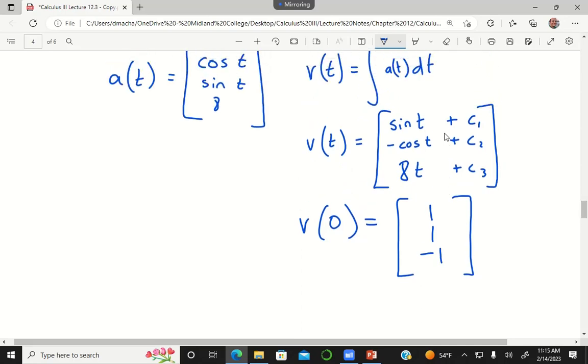So these are 1, 1, negative 1. What is the value of c1? Yeah, it has to be 1 because sine of 0 is 0. Okay. Cosine of 0 is 1. So this is negative 1 plus some constant equals positive 1. So c2 is 2. Okay. And then lastly, what is c3? Negative 1.